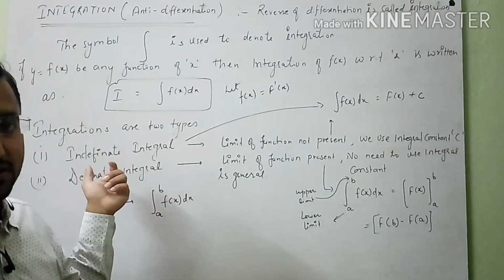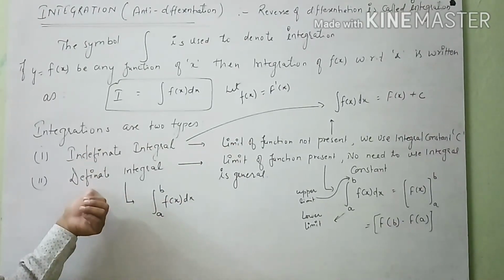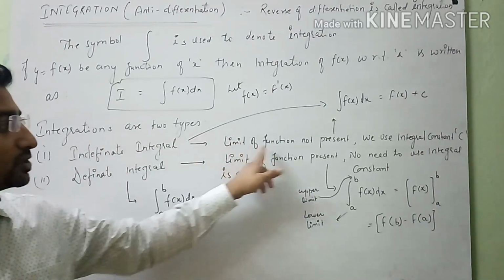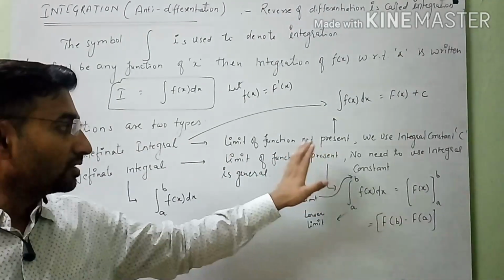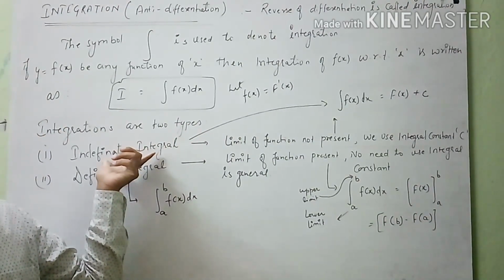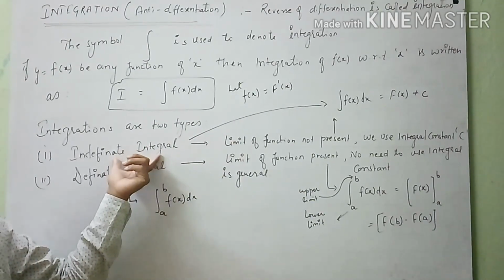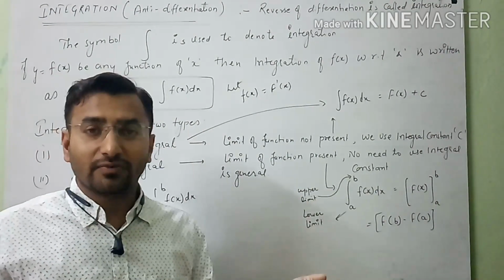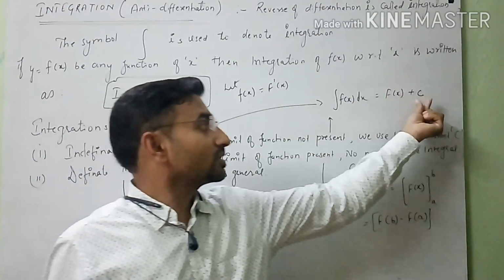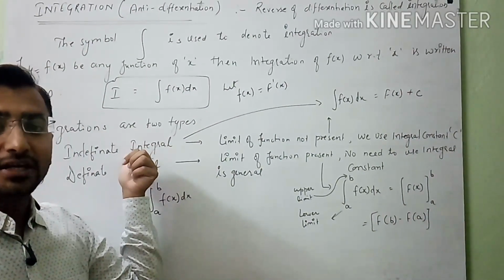After the simple definition of integration, I will write the types of integration. There are two types of integration: one is indefinite, the other is definite. When we say indefinite integral, it means there is no limit present. The limit of the function is not present in an indefinite integral, because when we integrate a function, we get an indefinite value, not a definite value. That's why we use an integration constant, c, in indefinite integration.